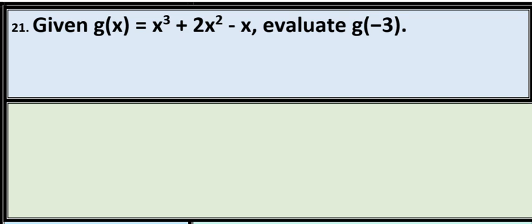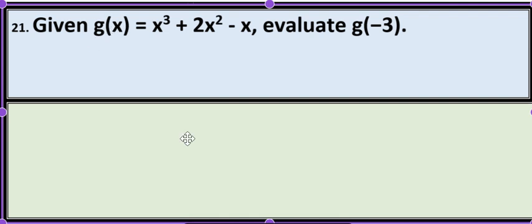Okay, question 21. Given g of x equals x raised to the third power plus 2x squared minus x, evaluate g of -3. Notice, -3 is inside parentheses. That means that is the input to our function. So when we replace x with -3, for every x in the function, we get our output g of -3.